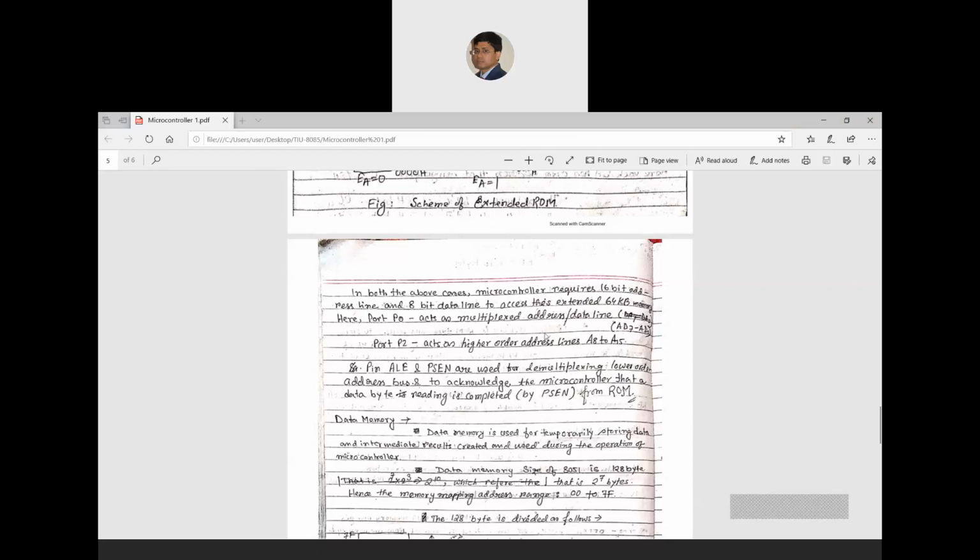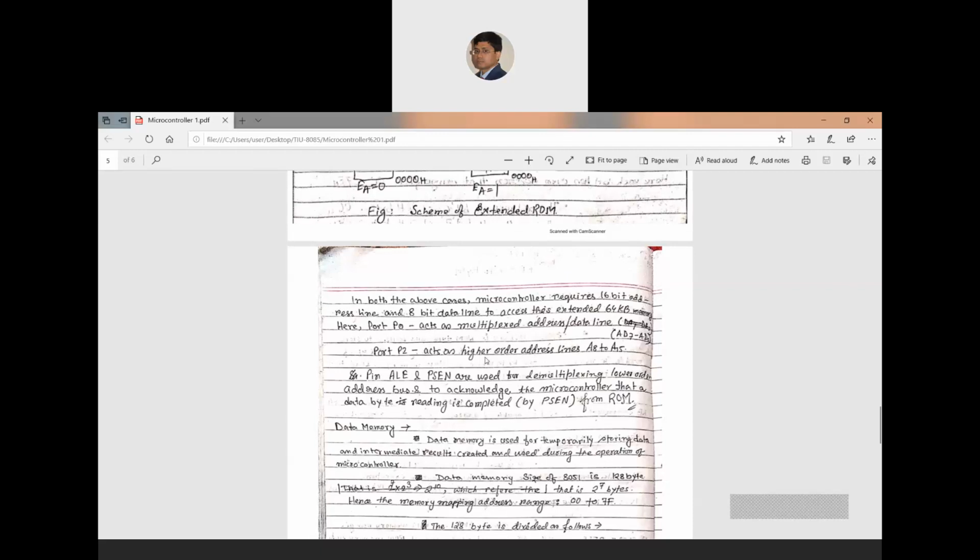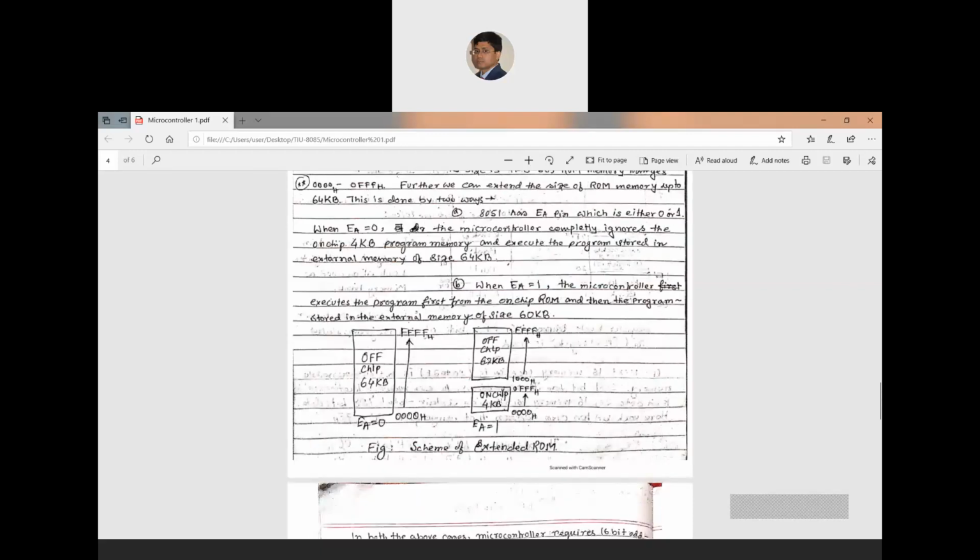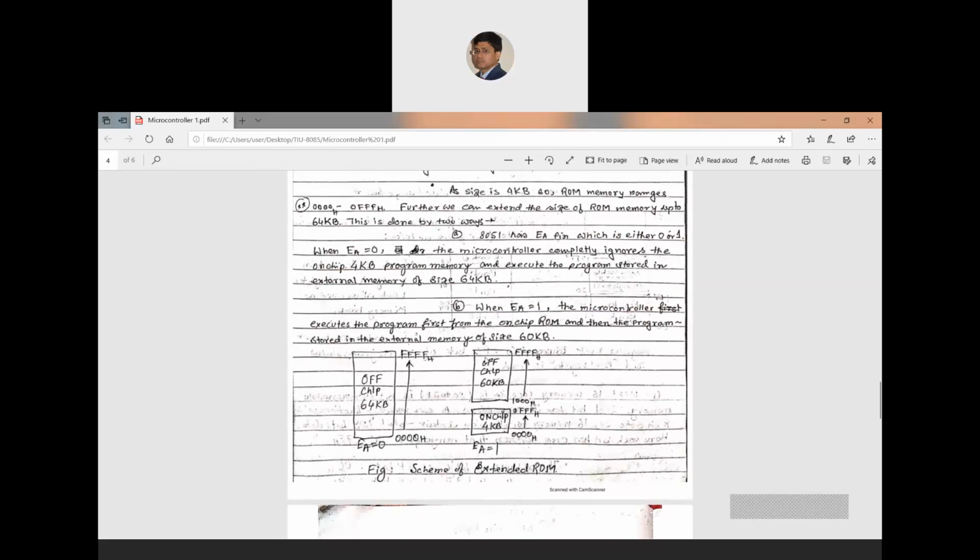Now I am just giving a brief of the structure that I have discussed. Here I have discussed that the size of the internal ROM is 4 kilobyte.